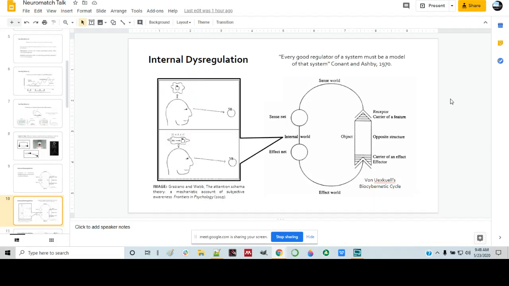And then we also have to mention the every good regulator theorem, which is: every good regulator of a system must be a model of that system. That has to do with our internal model being a good model of the real world. And if it's not a good model of the real world, then we have this internal dysregulation.